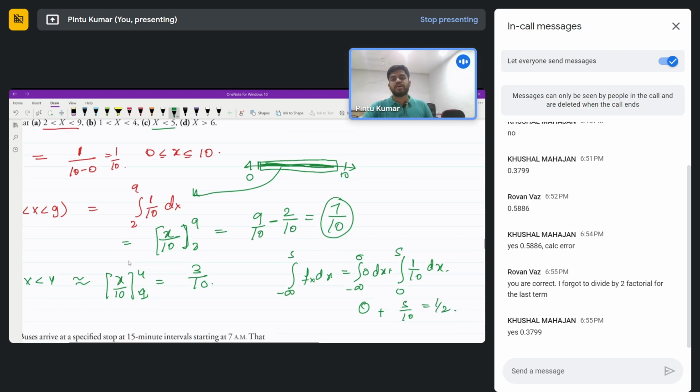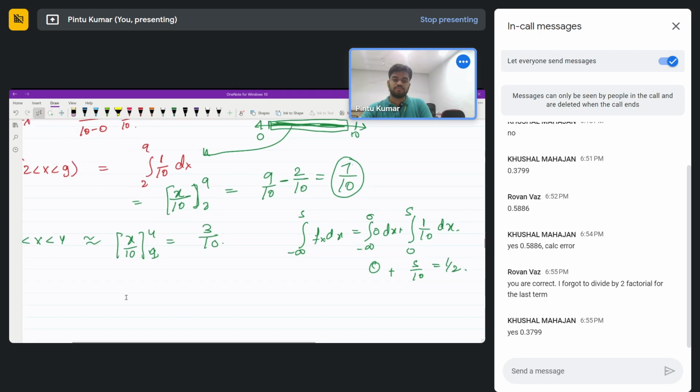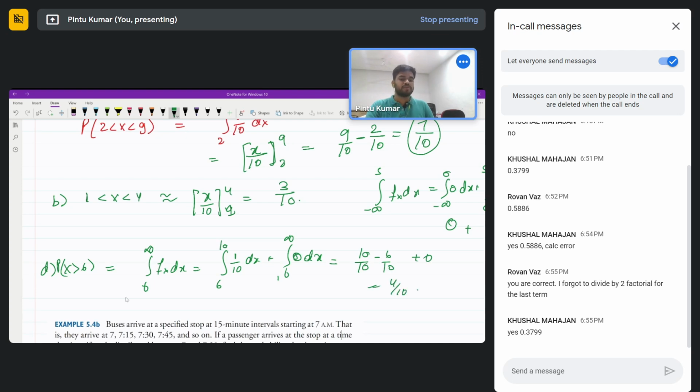Next, part D is x is greater than 6. The probability that x is greater than 6 is the integration from 6 to infinity of f of x dx, which is the integral from 6 to 10 of 1 by 10 dx, and from 10 onwards it will be 0 dx. So this is 10 by 10 minus 6 by 10 plus 0, that is 4 by 10.